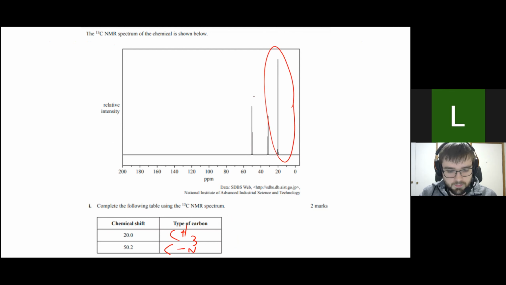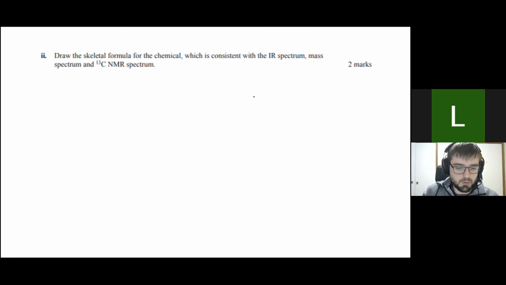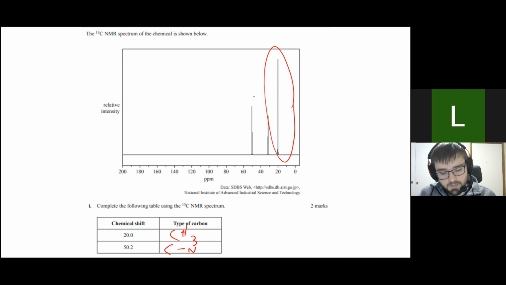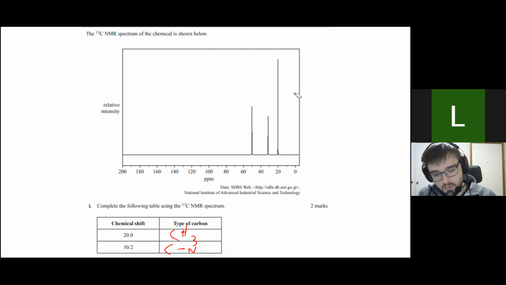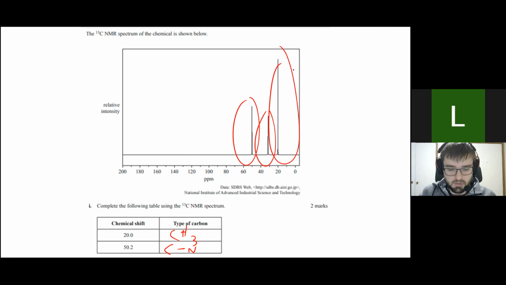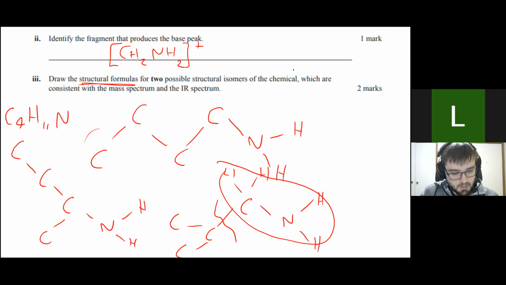All right. And then draw the skeletal formula for the chemical. Note the previous one said structural, this one says skeletal, which is consistent with the IR spectrum, the mass spectrum, and the 13C NMR spectrum. So we can look at the shifts here to note that. What I will point out straight away is you should be able to look at this and go, oh, okay, there's 3 carbon environments.